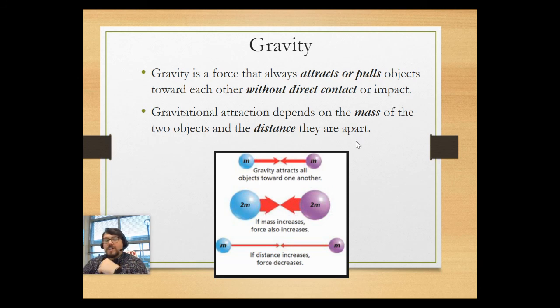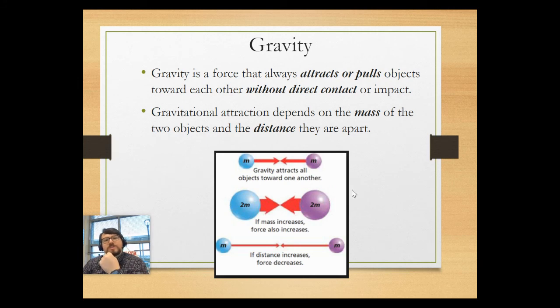Gravitational attraction depends on two things as well. It depends on the mass and the distance. The closer things are together, the more attracted they are to each other. The farther apart, the less attracted. Long distance relationships, they're hard. You get less attracted to one another, you don't see each other as much. But when you see each other, you're in closer contact, you're more attracted.